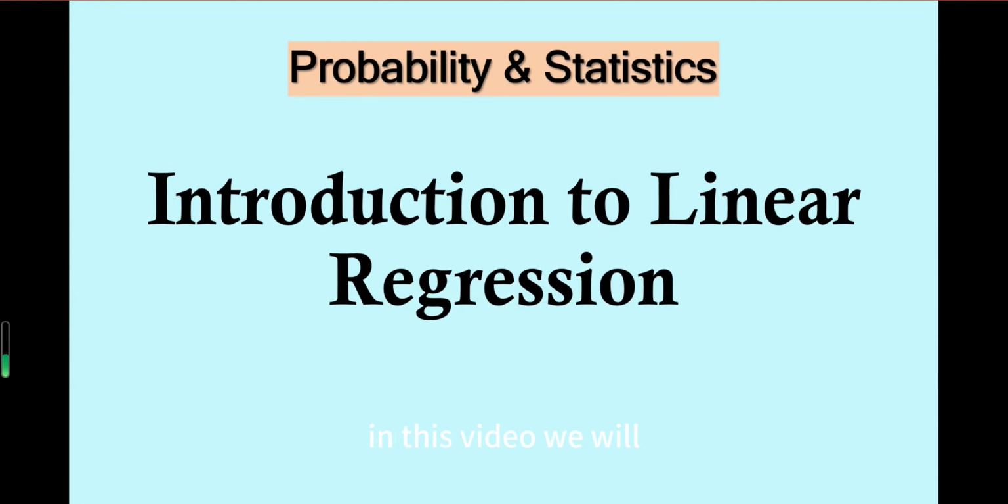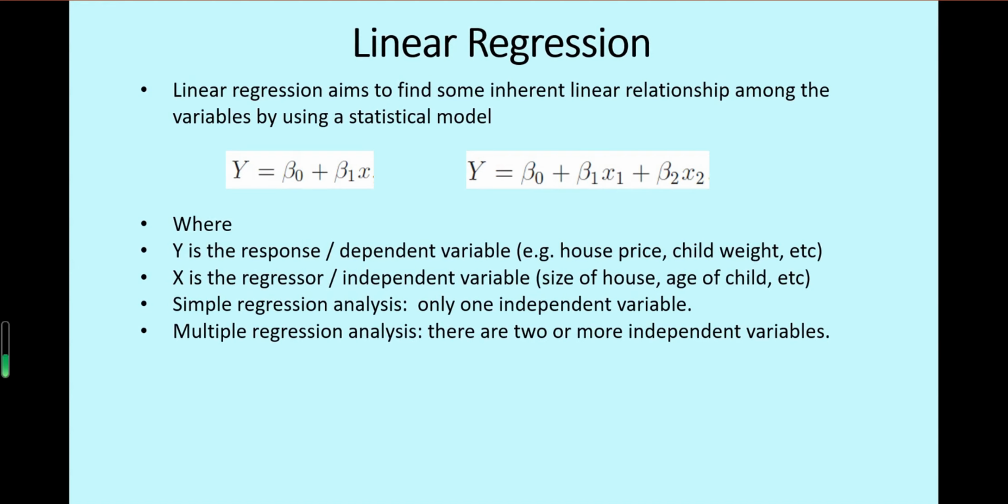In this video, we will introduce the basic ideas of the linear regression model. Linear regression is used to find some inherent linear relationship among the variables. So here you can see y equals beta 0 plus beta 1 multiplied with x, and this equation, y equals beta 0 plus beta 1 x1 plus beta 2 times x2. This one has only one x and this one has two x's. So this is a simple linear regression and this is a multiple linear regression.